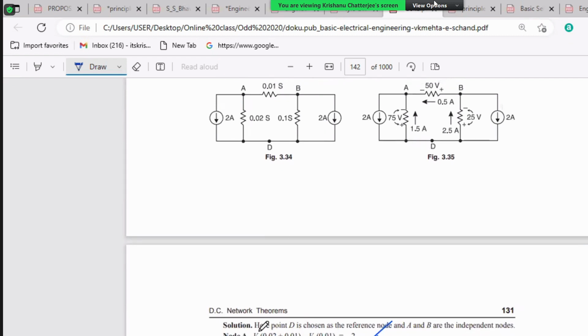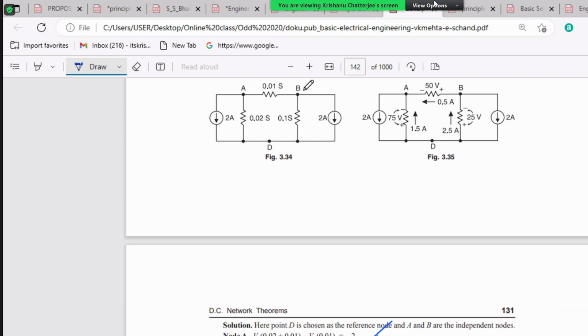See VA connection at VA 0.01, 0.02. So those two are added. And VB will be minus since we are talking about this node. This will be minus. And only one connection is there in between A and B, so 0.01 into VB. And that equals, we are talking about this 2 ampere which is coming out, minus 2. Directly you can write the equation.